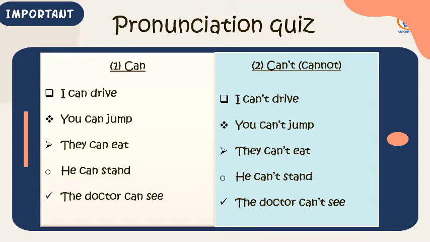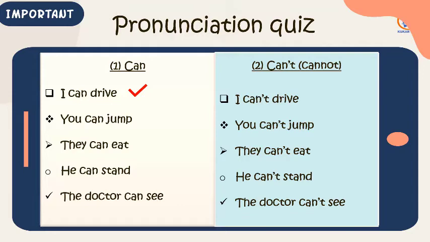My first sentence. I can drive. So what's your answer? 1 or 2? Yeah, the answer is number 1. I use can, not can't.